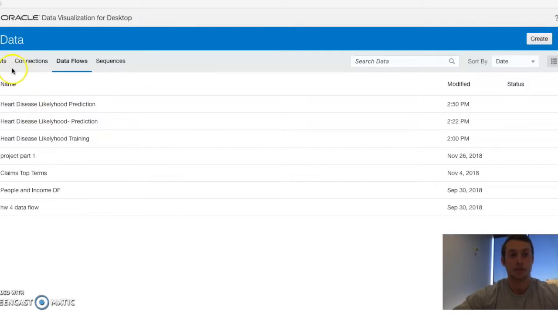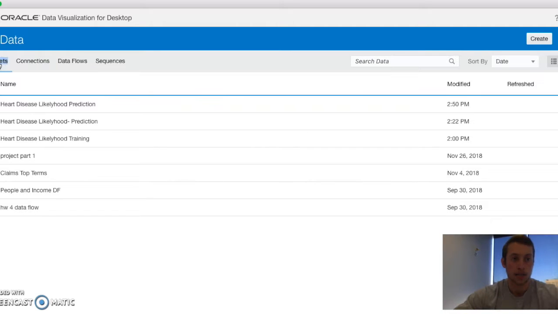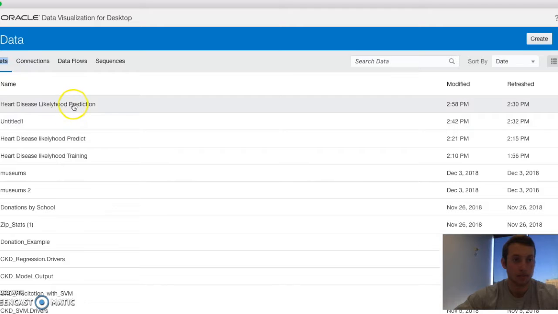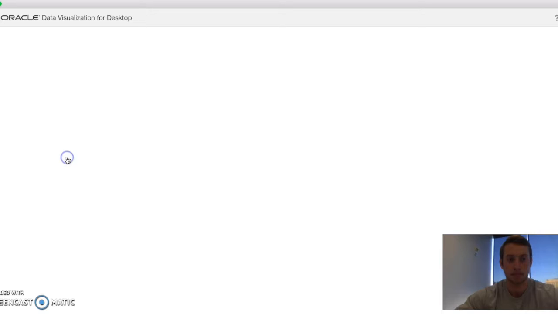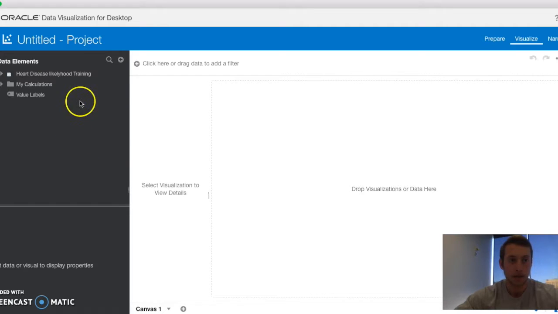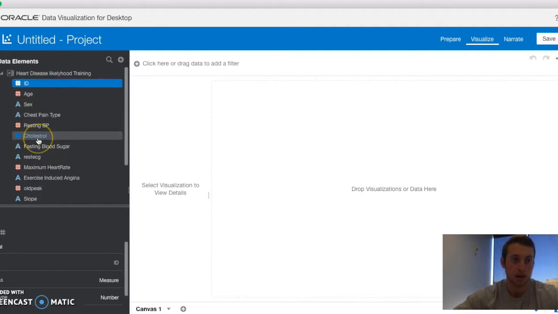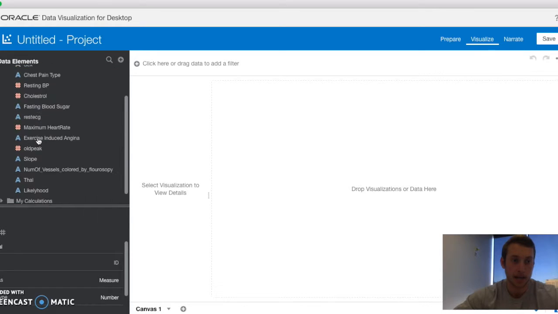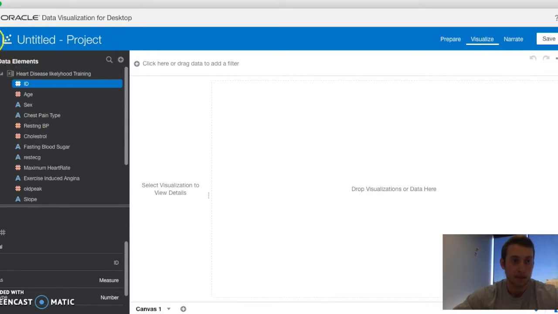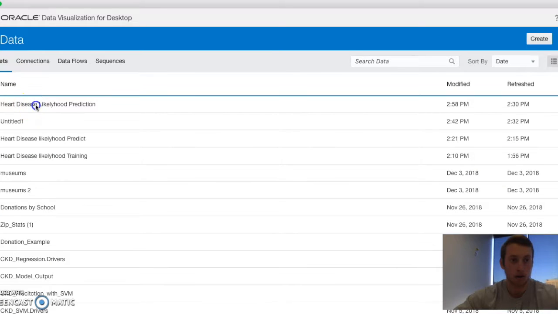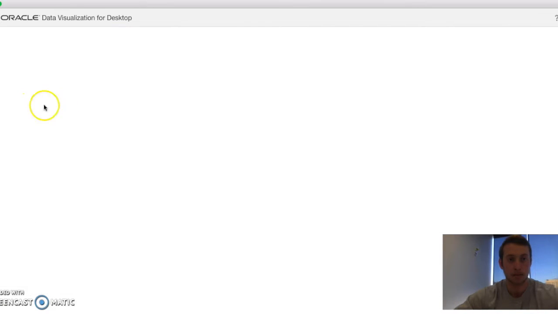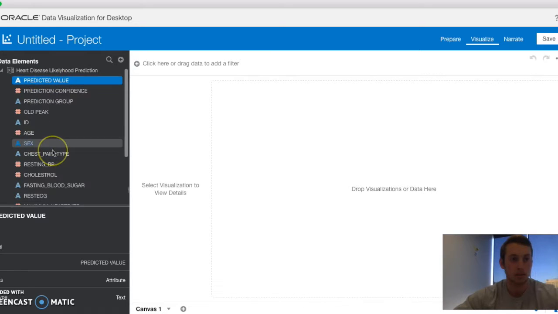Hi, it's Mitch again. Right now I'm going to run you through our data sets and our data flows that we created for our heart disease project. For our data sets, we did heart disease likelihood prediction and likelihood training. In the training, here is all of our attributes and measures that came along with it. And for our likelihood prediction, here are those.